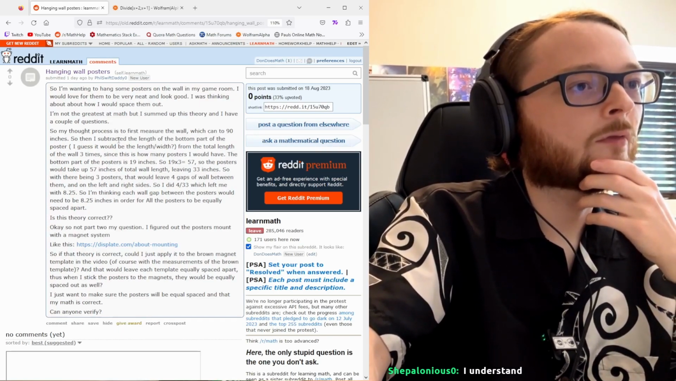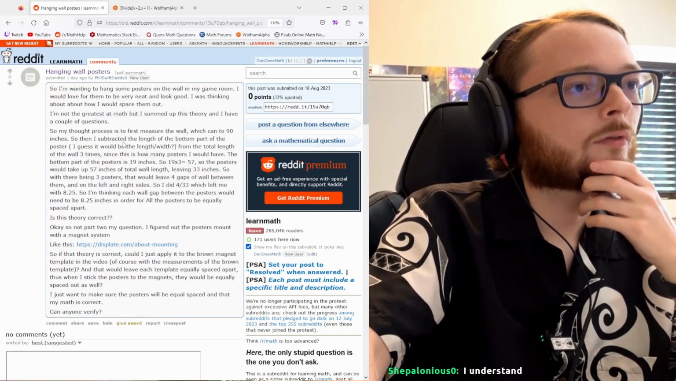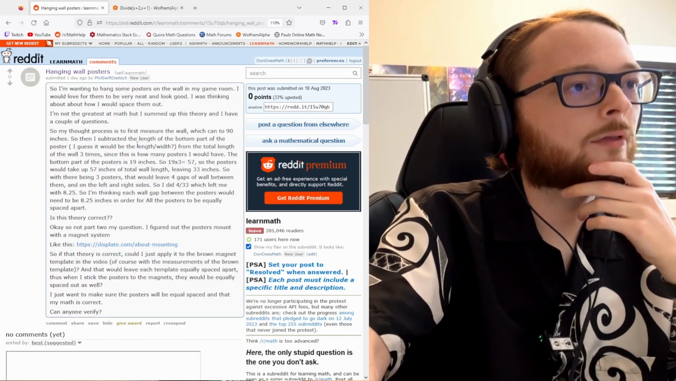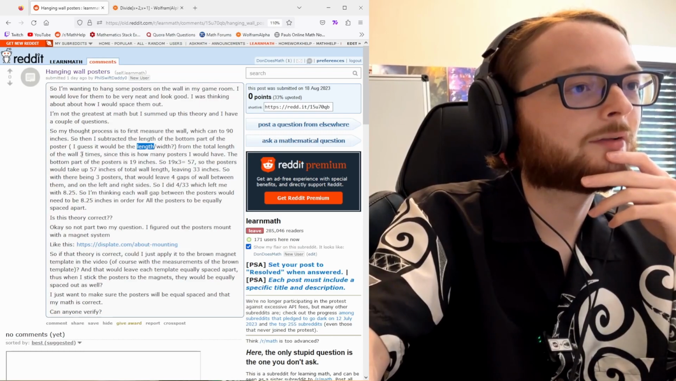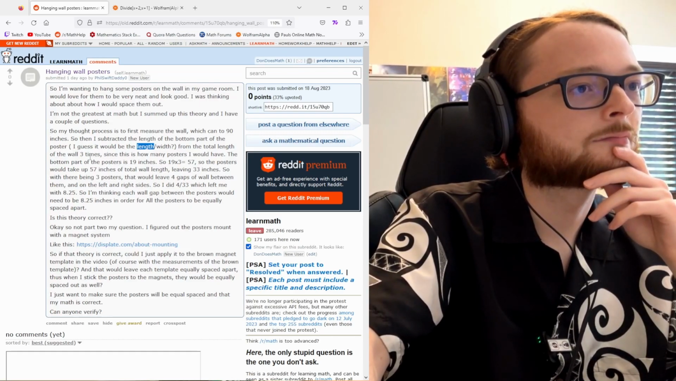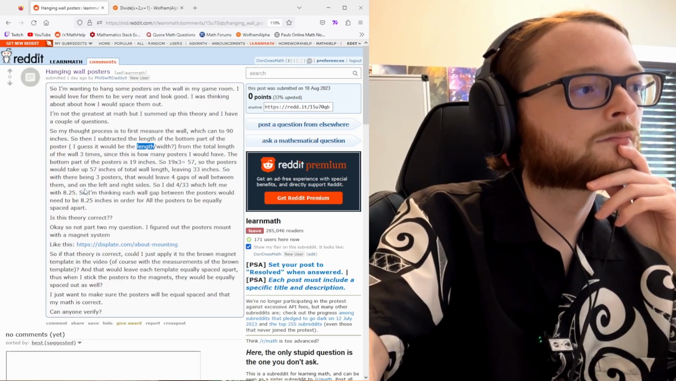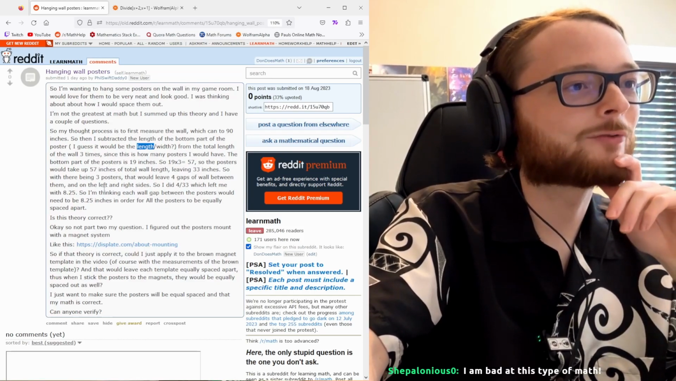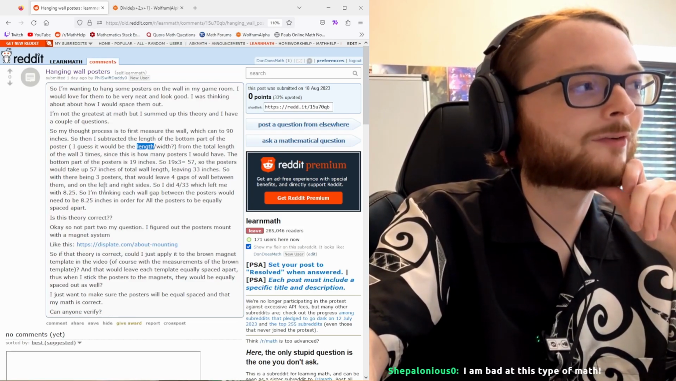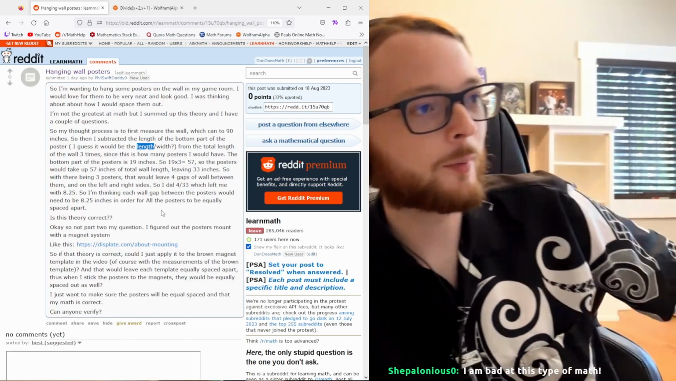Subtracting the bottom part of the poster, the length, or width, depending how you want to define it. Oh yeah, it's all good, Shep. I wasn't even sure about my answer at first until I could think about it a bit more.